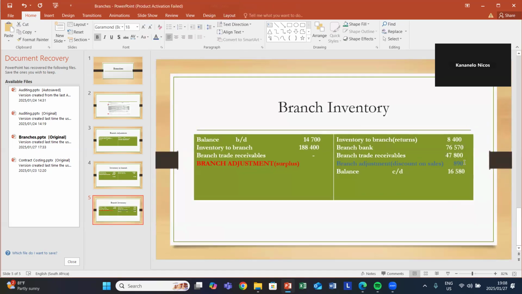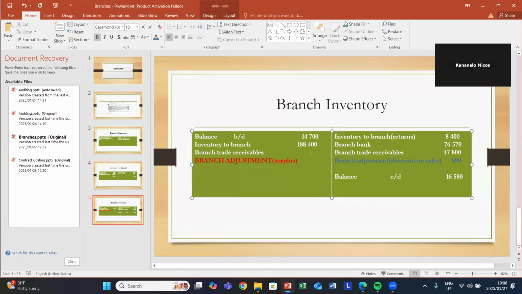And then at this stage, you will check which side is the bigger side. We said in our class that for our branch inventory, the bigger side will always be the credit side, in which a balancing figure will be on the debit side, and then we'll call it branch adjustment. But it's not always, there will be situations in which the debit side is the bigger side. Meaning if your debit side is the bigger side, you will have your branch adjustment here. And then you call it a deficit. It simply means that you did a deficit.